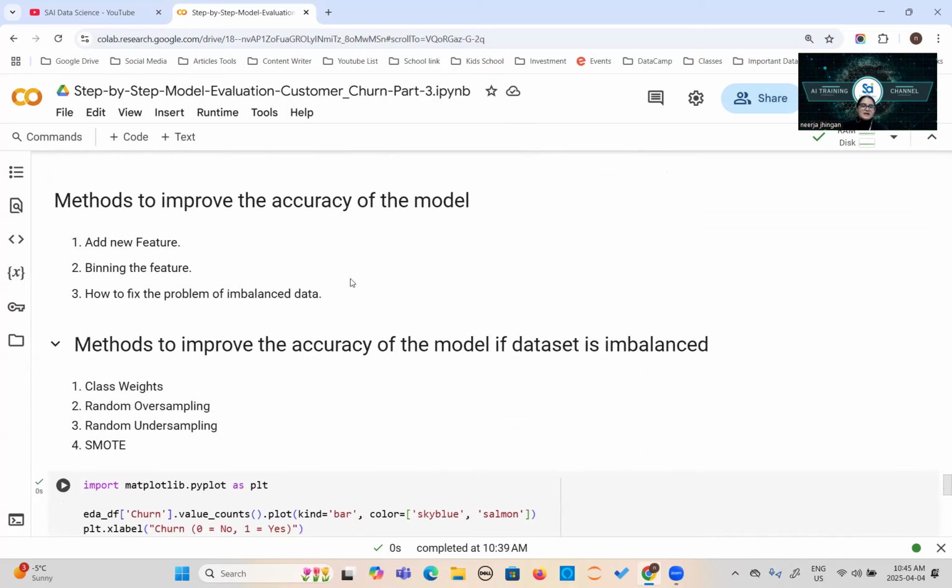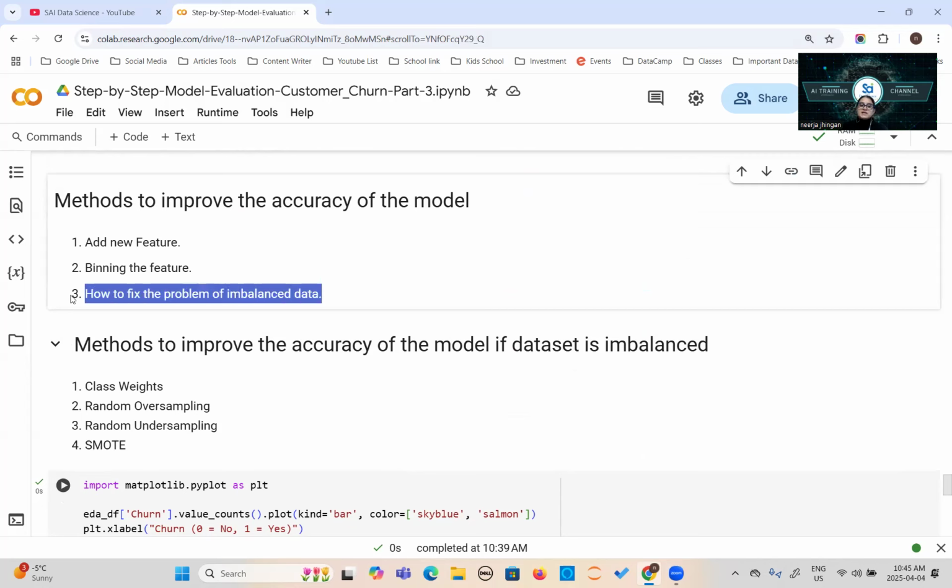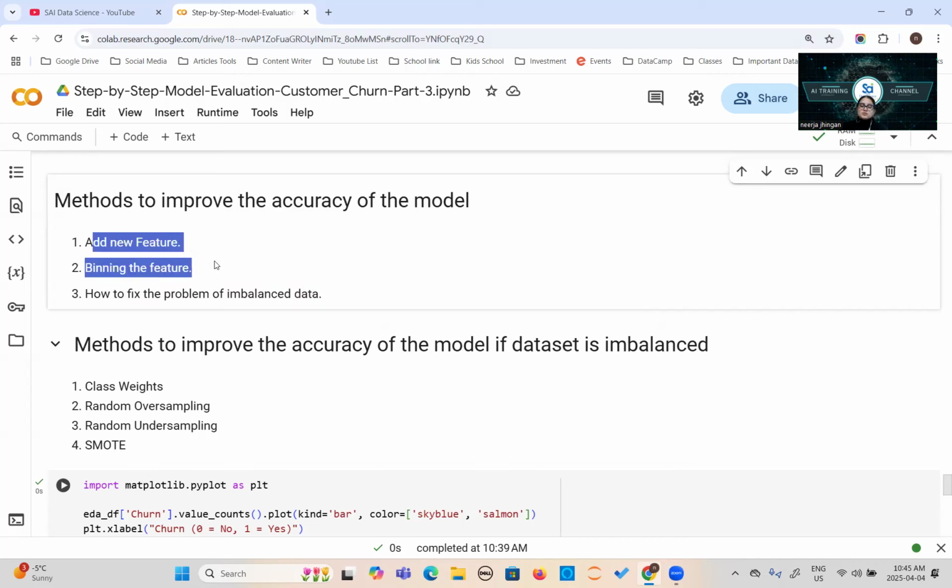Okay. And now, methods to improve the accuracy of the model. You can add a new feature, you can bin the feature, you can fix the problem of imbalanced data. I'm going to discuss this one because this itself is a big piece of code and explanation. If you want me to make a video on this too, I will show you the same on a real-time dataset too. I much appreciate it.